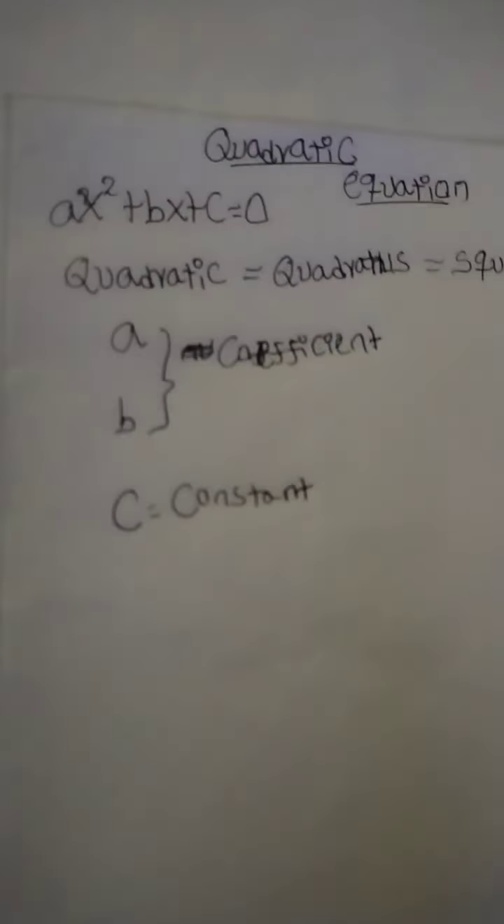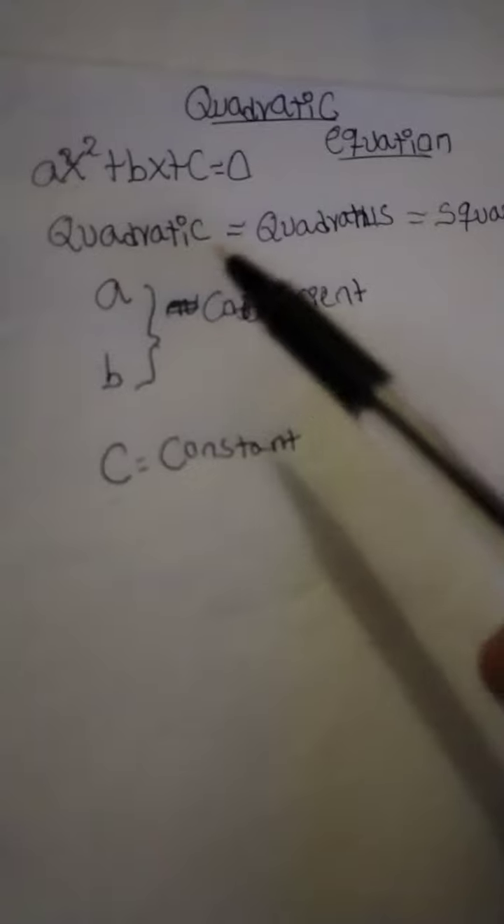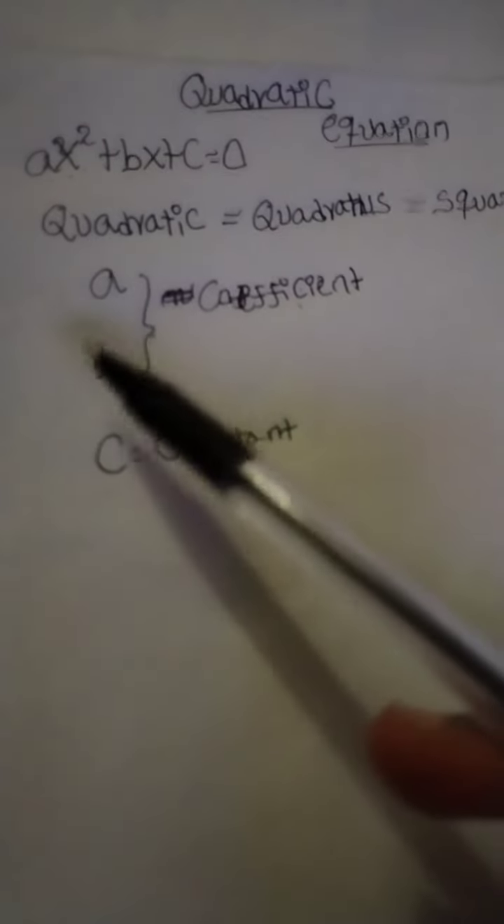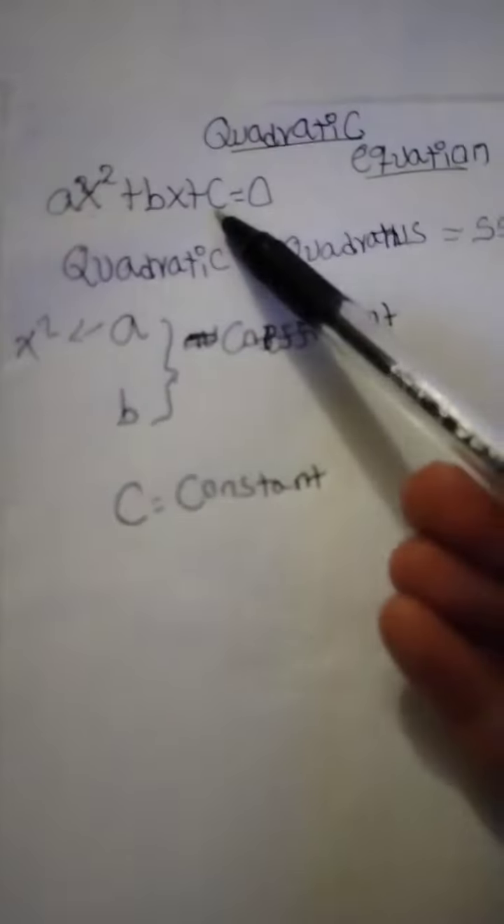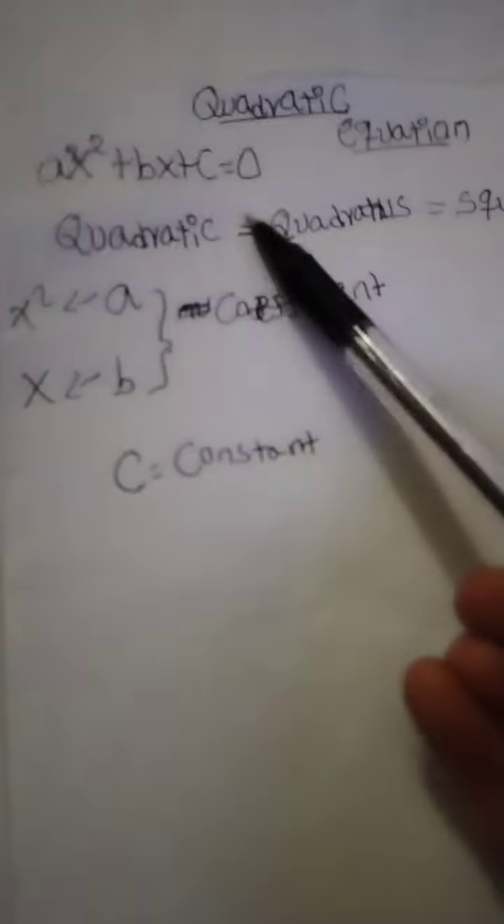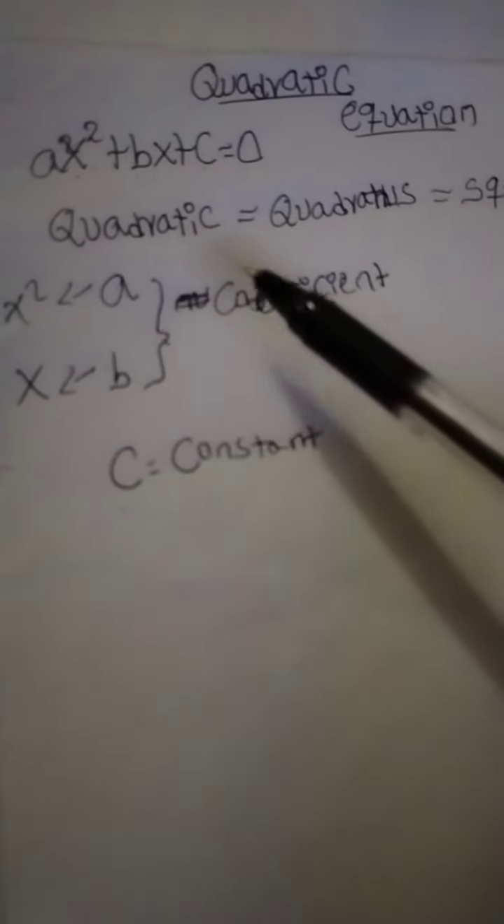So in this quadratic equation, a and b are coefficients while c is a constant. If you ask what a is a coefficient for, what b is a coefficient for, that's an easy question, because a is a coefficient for x squared. It's not a coefficient for x, it's not a coefficient for c, it's a coefficient for x squared, and b is a coefficient for x. So in this quadratic equation, b is the numerical coefficient for x and a is the numerical coefficient for x squared, while c is always a constant number.